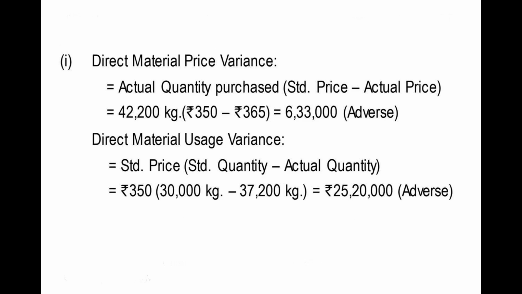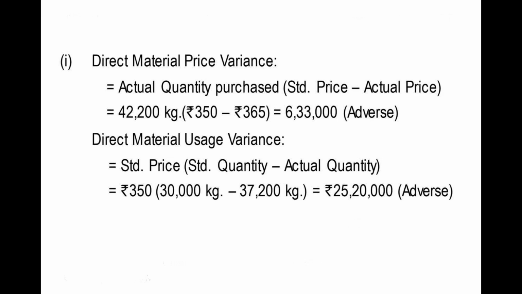Now go to the computation area. Update the actual quantity purchased, 42,200. That should be multiplied with standard price minus actual price. The resulting figure would be 6,33,000. That should be called adverse. Why should it be called adverse? Because the actual price is more than the standard price, so it should be called adverse to the company. Then the next part, direct material usage variance.